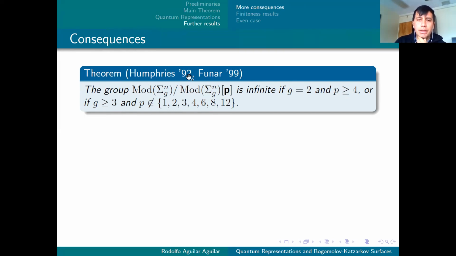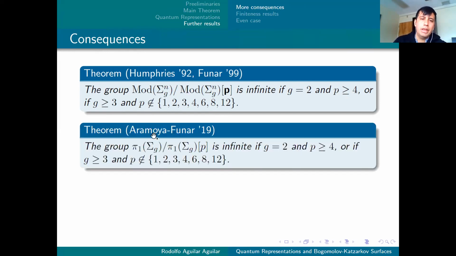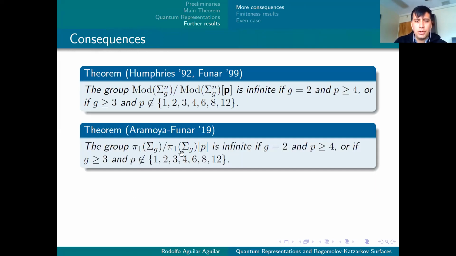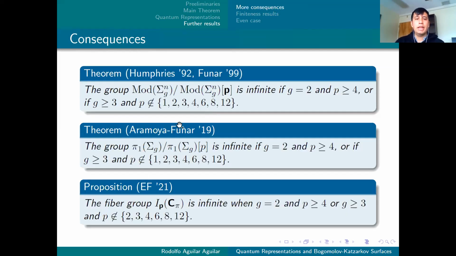Sorry, this group will be infinite if the representation is infinite, of course. And moreover, this representation also factors by the quotient that I introduced before, by taking the p power of the simple groups. So we have the infiniteness of this group, for g bigger or equal to 3 and p not in some set of elements, and this will give the infiniteness of the group in the Bogomolov-Katzarkov surface of the image of the fiber into the whole group.